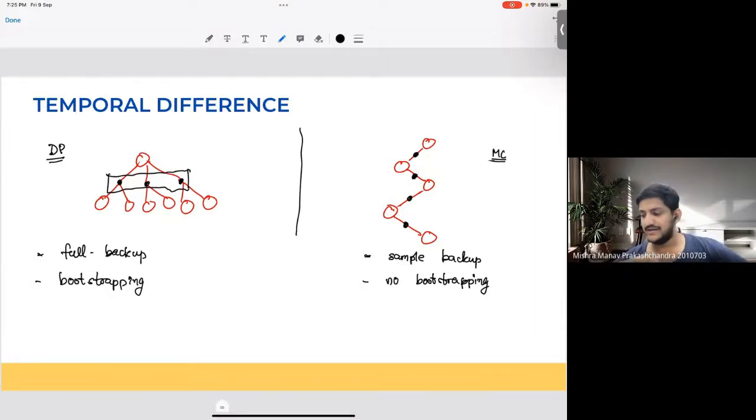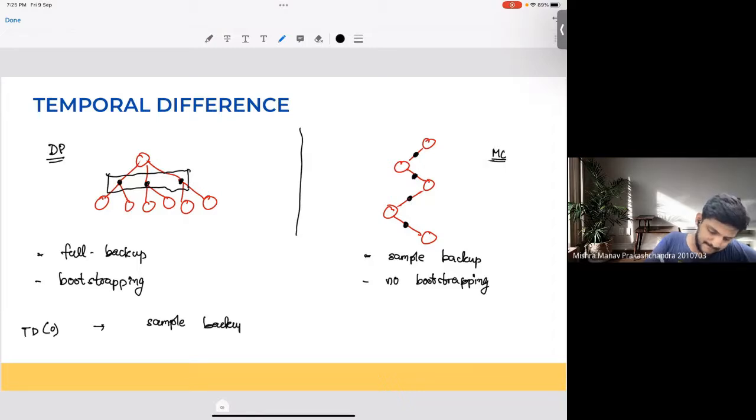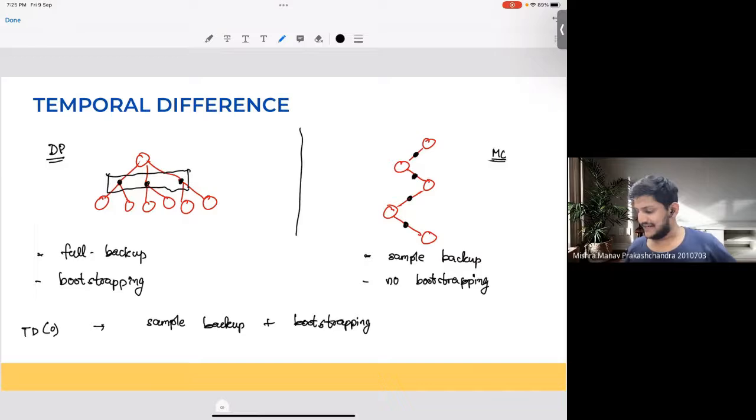Okay. So TD(0), or the temporal difference method, combines the advantages of what dynamic programming gives, which is bootstrapping, and what Monte Carlo gives, which is sample backup. So it's basically taking the advantages of both these two approaches. If I were to define it, this is sample backups plus bootstrapping. Okay, so this is my TD algorithm.